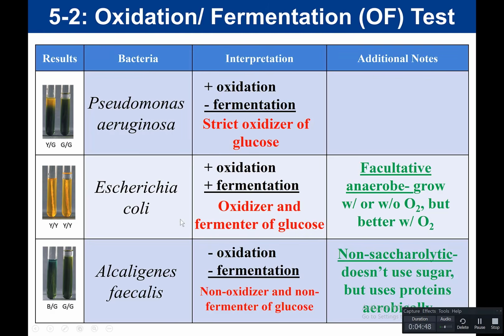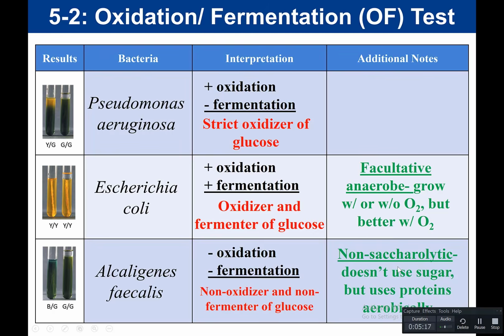And then lastly, we have our last set of results where we see blue on the top here, green on the bottom. This one is green throughout. So for oxidation, it's negative for oxidation. It's negative for fermentation because neither tube is yellow. So that organism would be a non-oxidizer and non-fermenter of glucose. And again, that term would be non-saccharolytic.